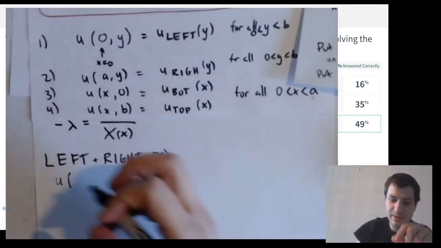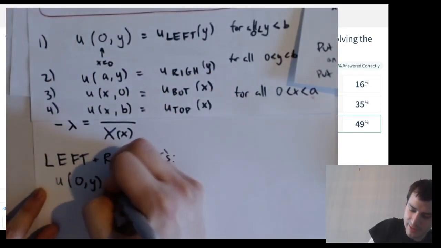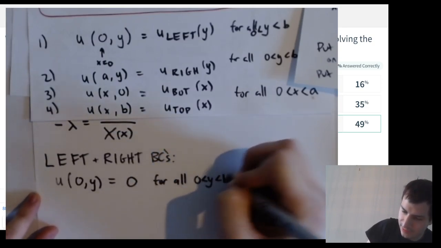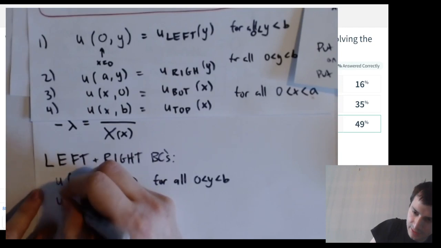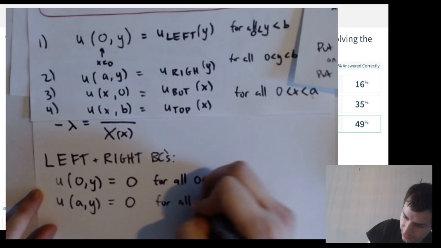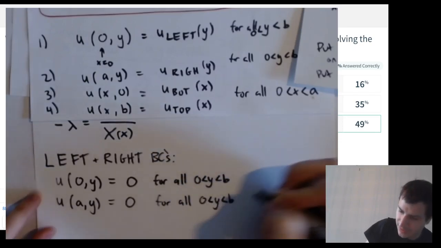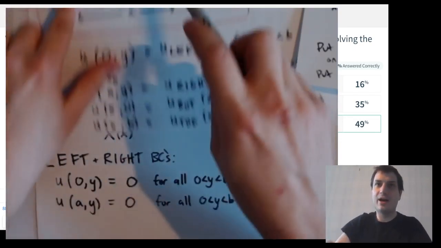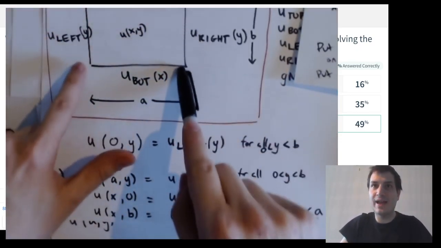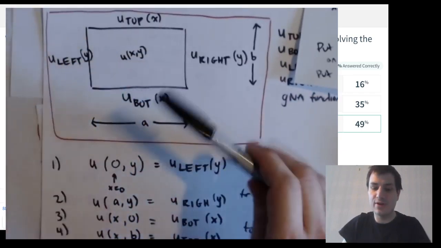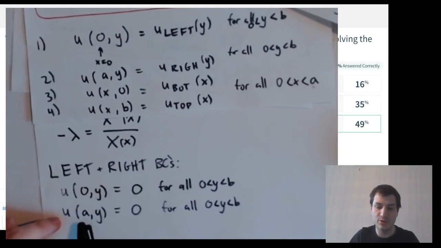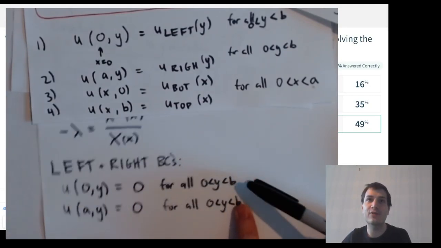What do the left and right at 0 mean? That means U at 0, Y is equal to 0 for all 0 less than Y less than B, and U at A, Y is 0 for all Y from 0 to B. So on the left and right sides of our rectangle, we were told that the height function is 0. It's always 0. And what that translates to is that U of 0, Y is always 0, and U of A, Y is always 0. And this happens for every value of Y.